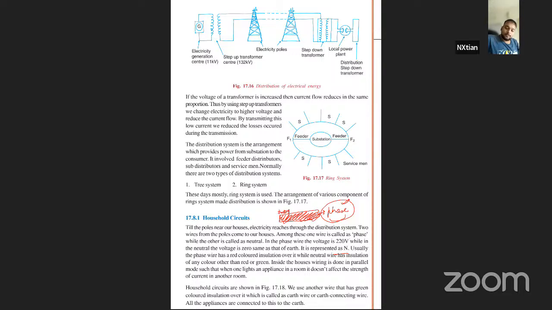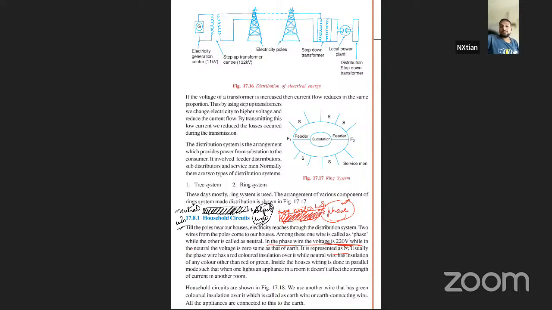This positive wire basically shows us the flow of electric current, whether electric current is there or not. The phase wire has 220 volts, while there is another wire called the black wire. This black wire is basically called the neutral wire.